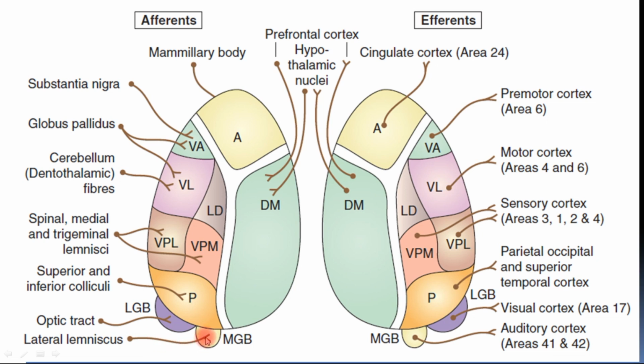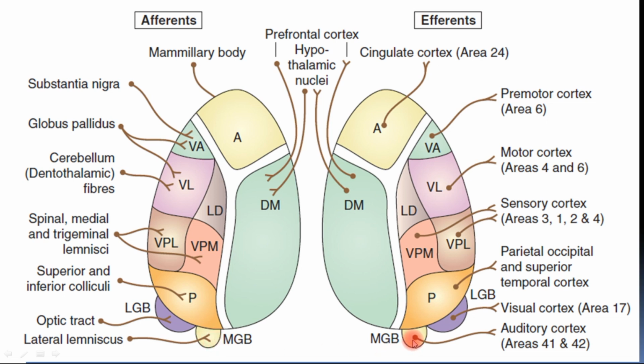That means it receives auditory sensation from the cochlea, through the cochlear nerve and the lateral lemniscus, and it comes to the medial geniculate body. There is a topographical representation of the frequencies of sound in the medial geniculate body, and these nerves are arranged in a topographical way. So this is responsible for relaying the auditory sensation.